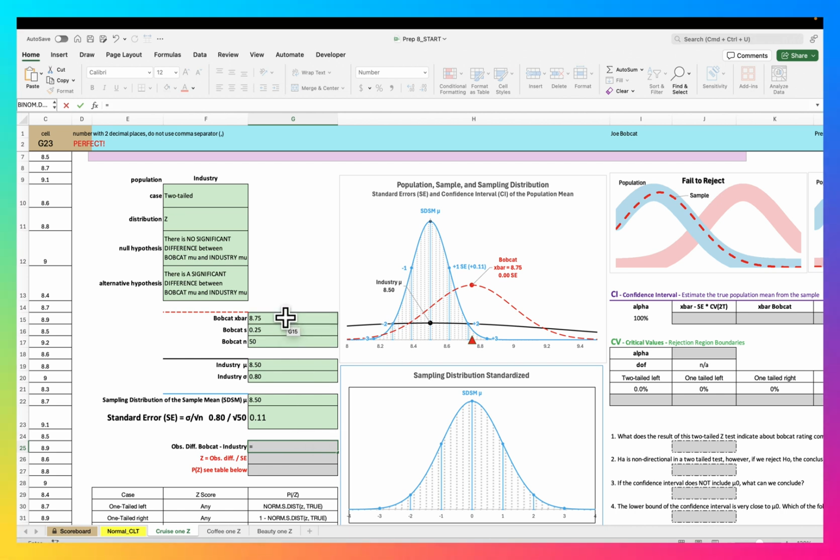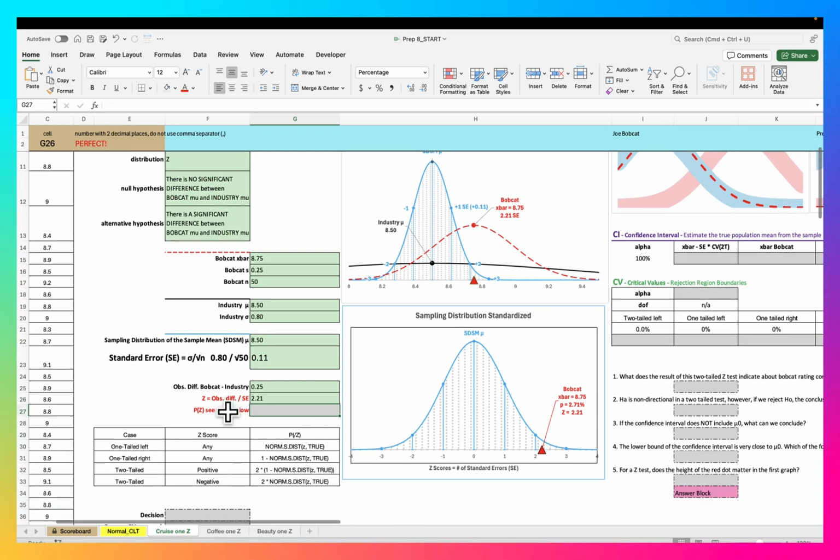So we take the difference of Bobcat minus the industry, and then the z-score is going to be this observed difference that we just found divided by the standard error. And that's a z-score of 2.21. So way out here.